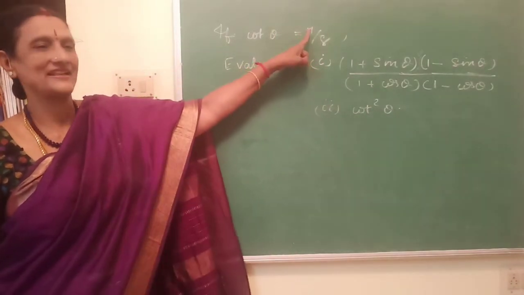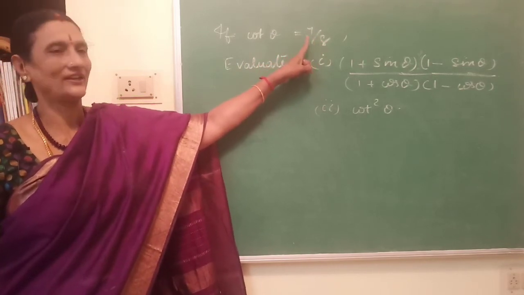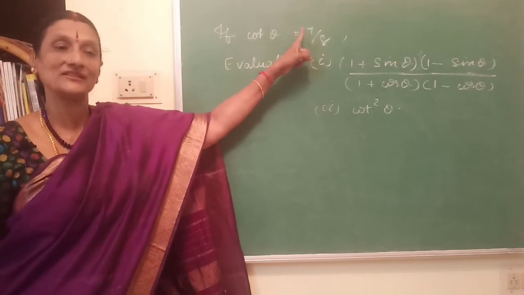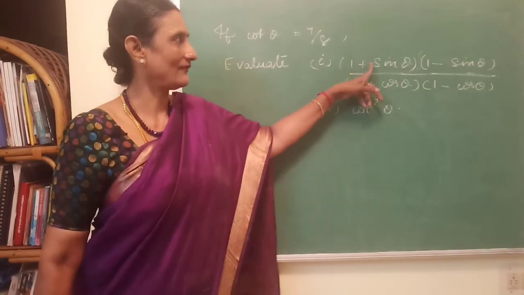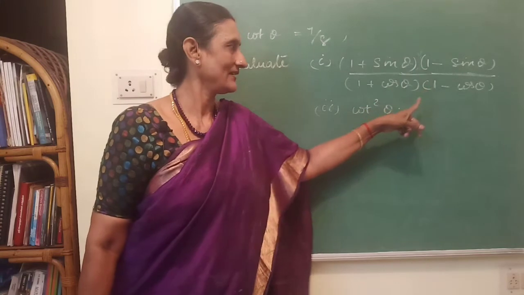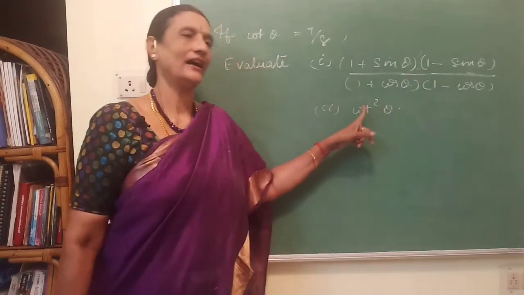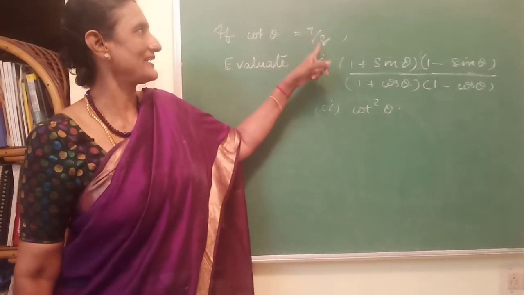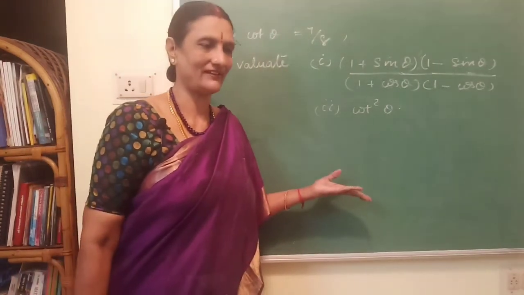Here cot theta is adjacent divided by opposite, so definitely you have to find out the third side of the triangle, the hypotenuse. After finding the hypotenuse, you have to apply it for sin theta and cos theta and get this product. And then evaluate the final answer. And cot square theta also, it is obviously, cot theta is 7 by 8 means cot square is 49 by 64. That we can easily find out.